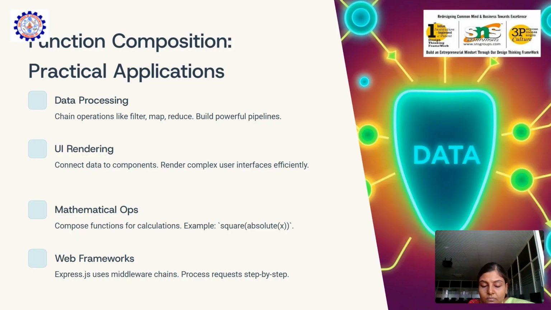Example, square of absolute x. So we need to initially do absolute x, and then we need to square the value of absolute x. So this is one form of function composition. And web frameworks. Express.js uses middleware chains. It processes requests step by step.